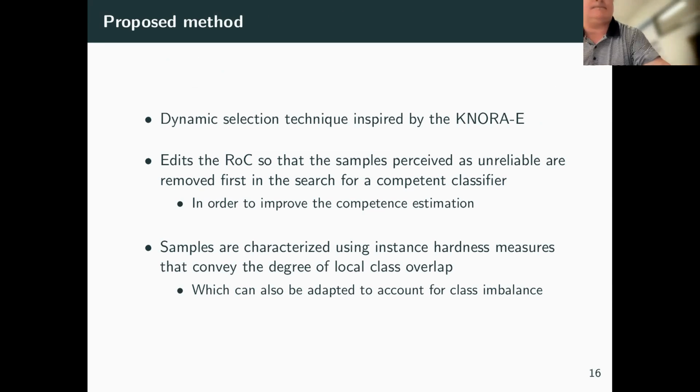We characterize the instances using instance hardness measures. And we also adapt the proportion between the classes so that we don't remove minority class samples just because some instance hardness measures are actually biased towards the majority class.